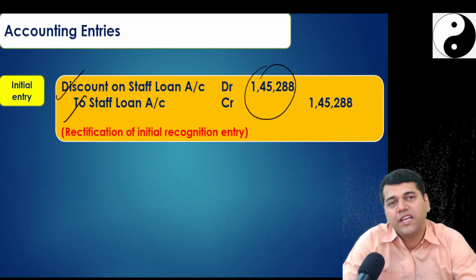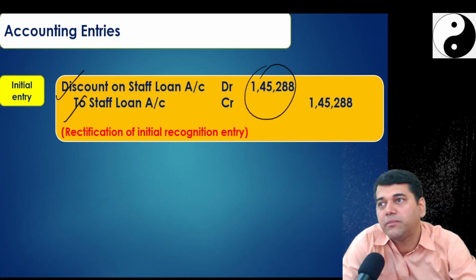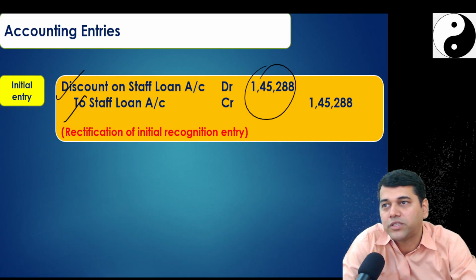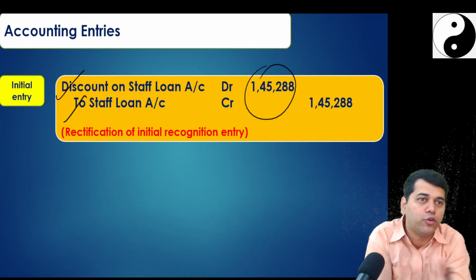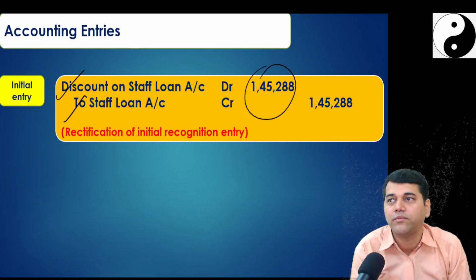Rectification, no? Because if you don't pass that entry, how will you get the closing balances in the balance sheet? Because 10 lakh is overstated, the loan is overstated. And where is the question of discount? If you don't pass the rectification entry, where is the discount going to come from?